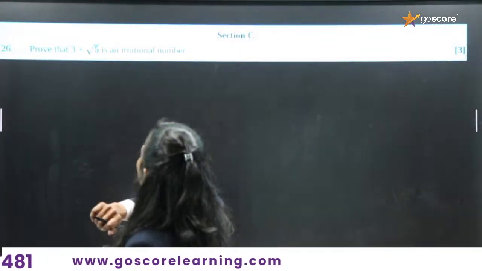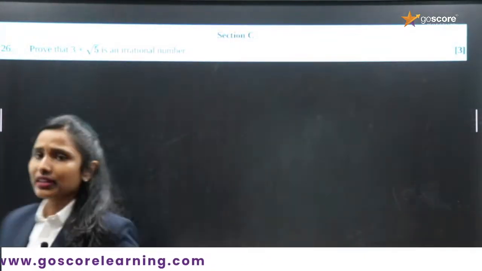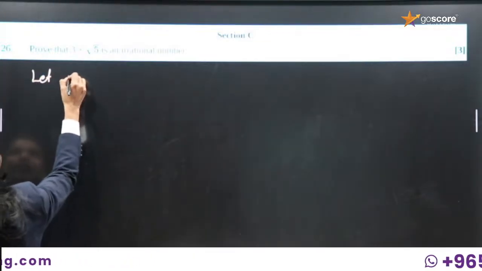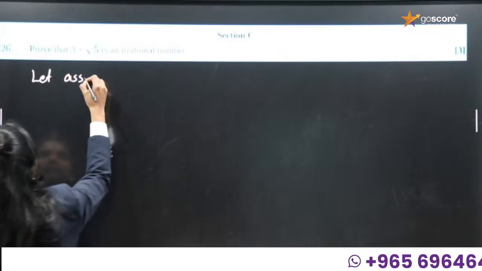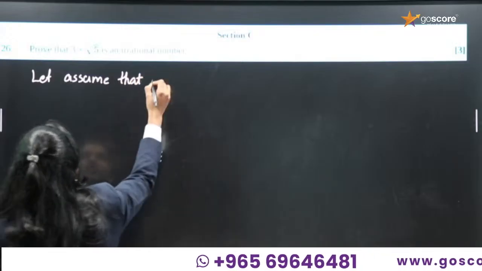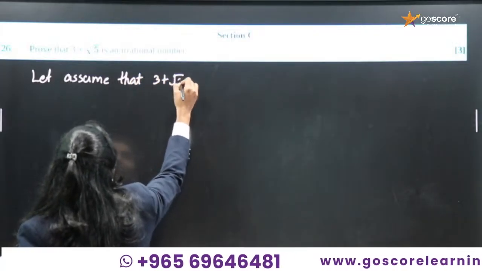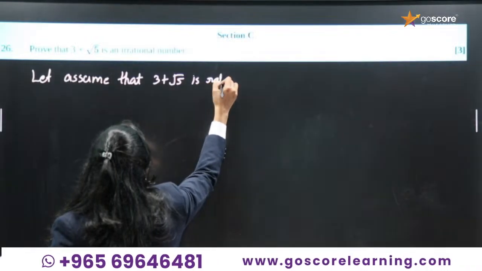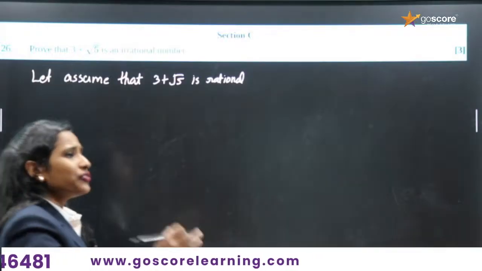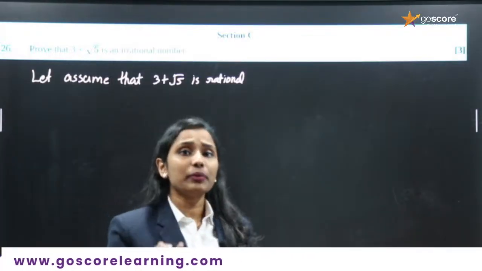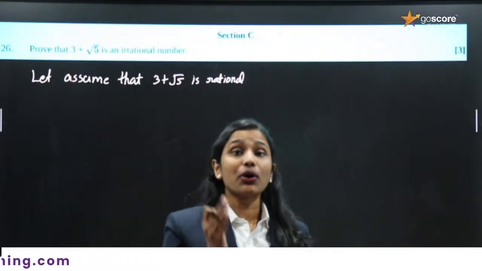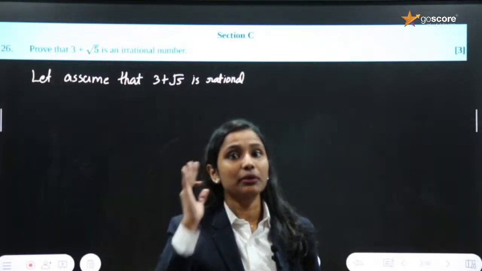Now, prove that 3 plus root 5 is an irrational number. First thing, we will assume. All these steps are very important. So, assume that 3 plus root 5 is rational. If it is a rational number, then it is in the form of p by q, where p and q are co-primes and q not equal to 0. You need to remember all these things.